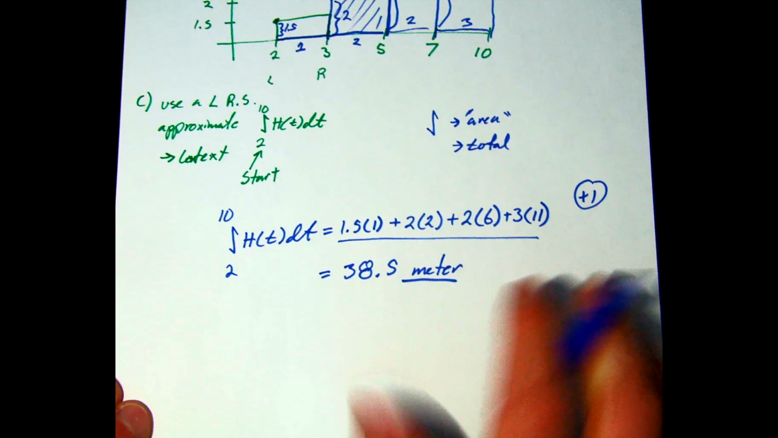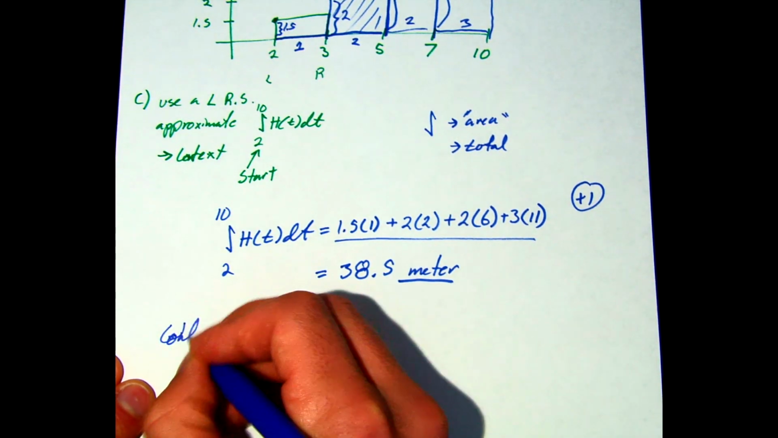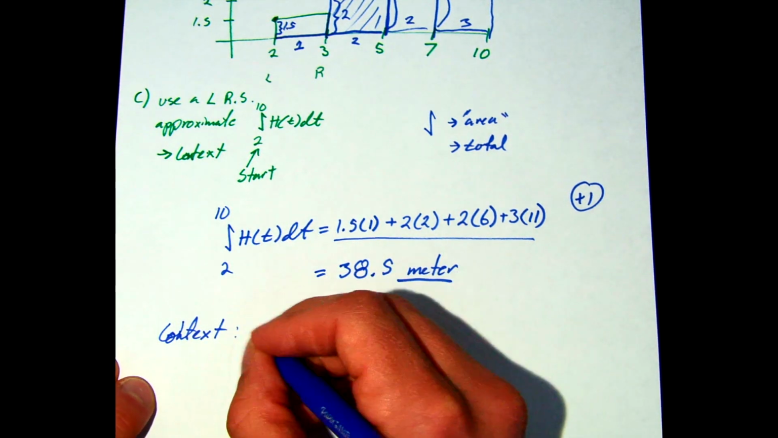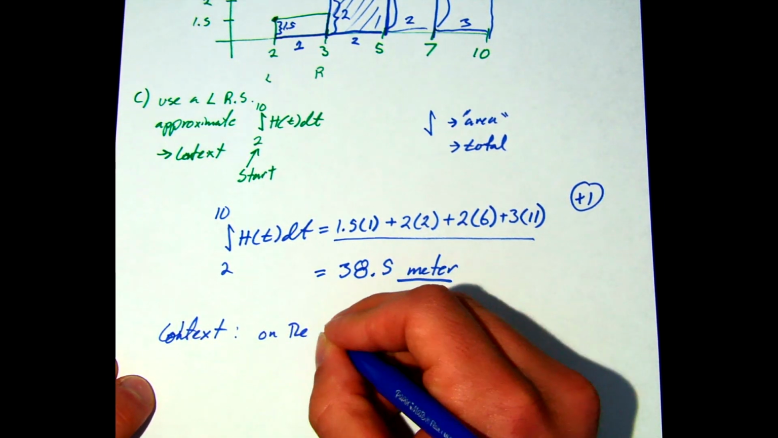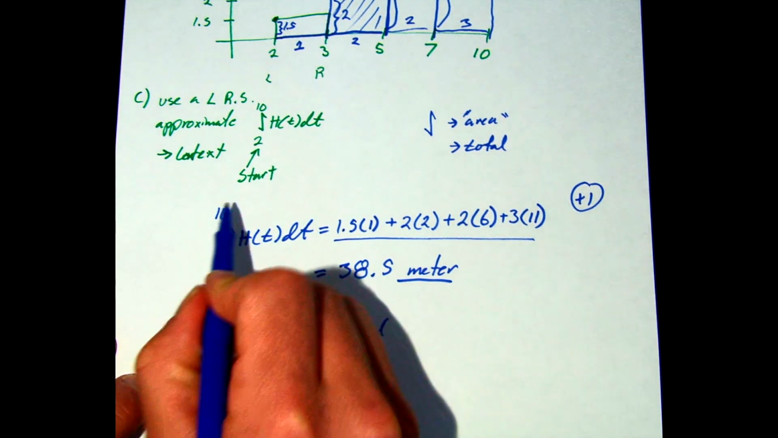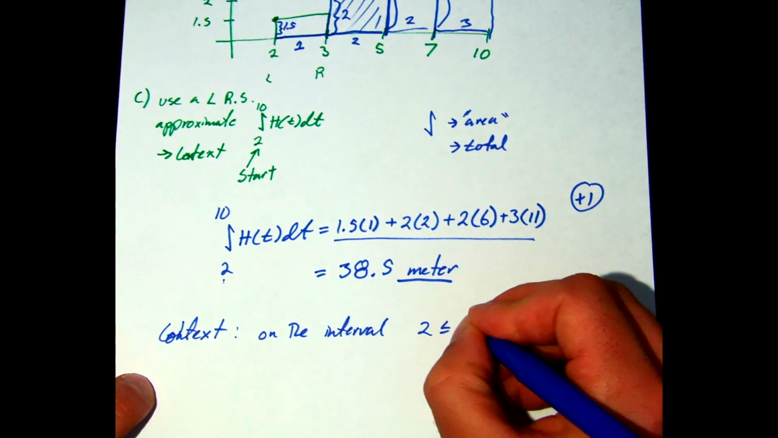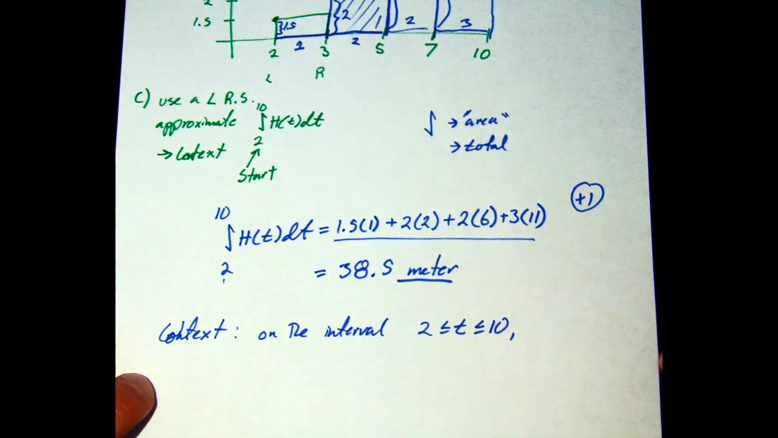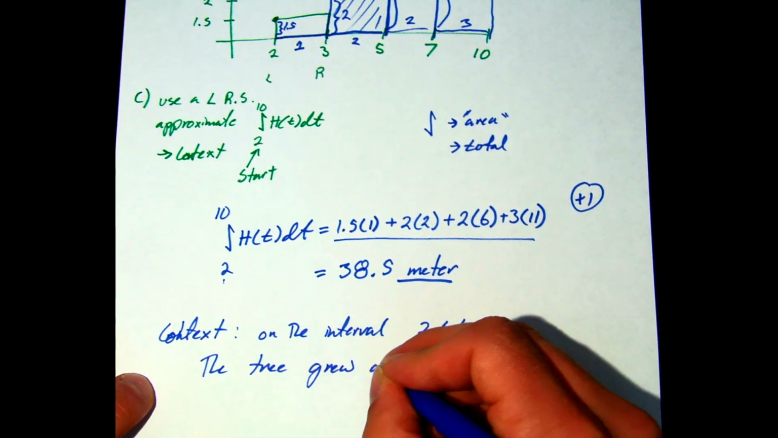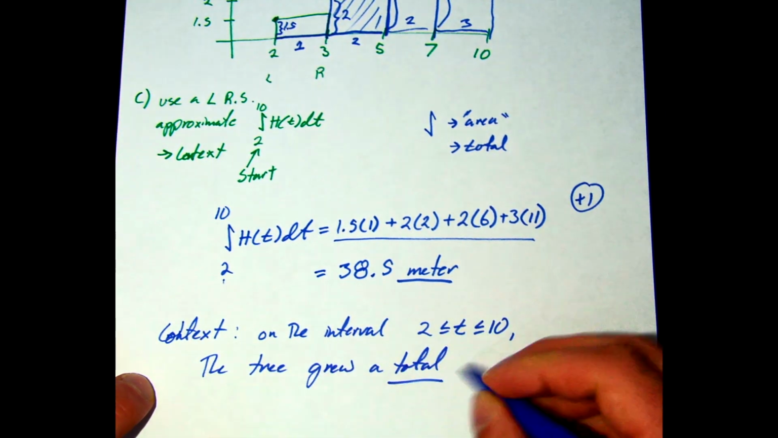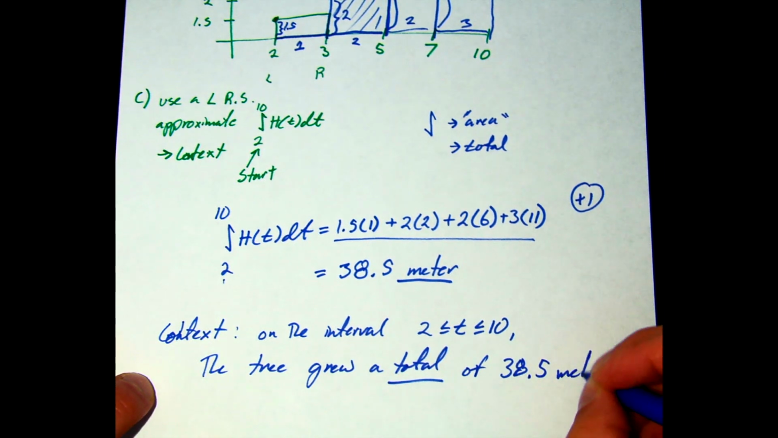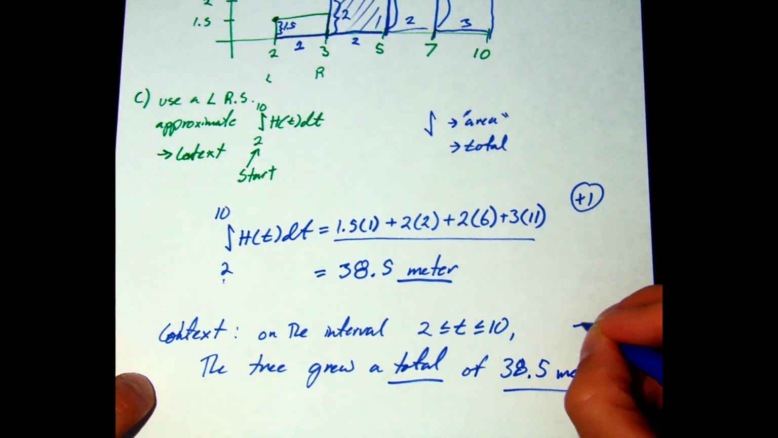So when I go to do the context, here's my context. I'm going to say on the interval from 2 to 10, so 2 is less than or equal to t, which is less than or equal to 10, the tree grew a total of 38.5 meters. And that would be my sample.